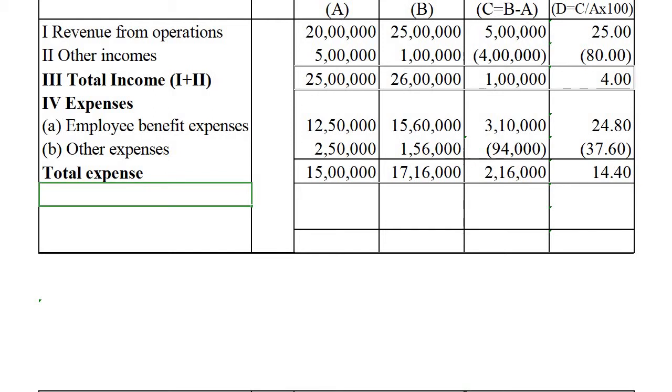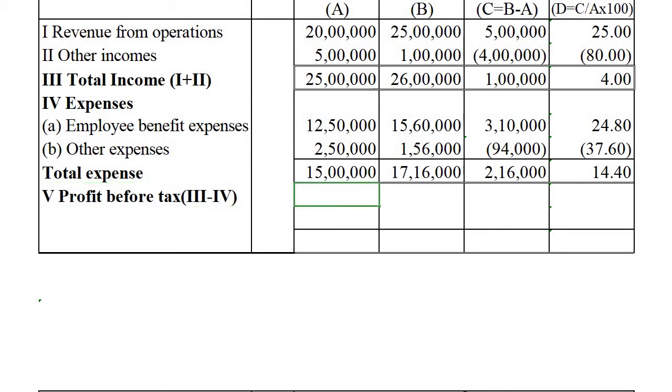Now let us find out the profit before tax. How to find it out: total income minus total expenses. So total income 25 lakh minus 15 lakh, 10 lakh is the profit for the base year, that means previous year. Then for the current year, 26 lakh minus 17 lakh 16,000, so we will get 8,84,000.